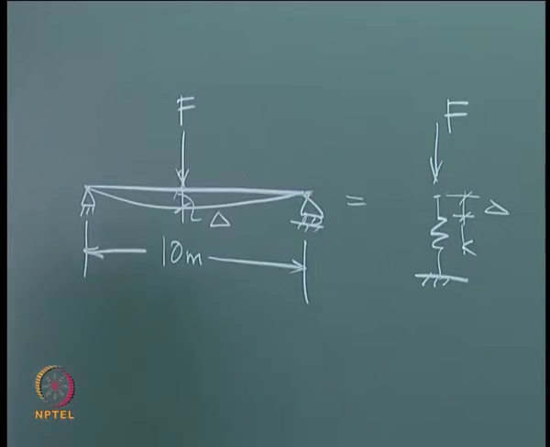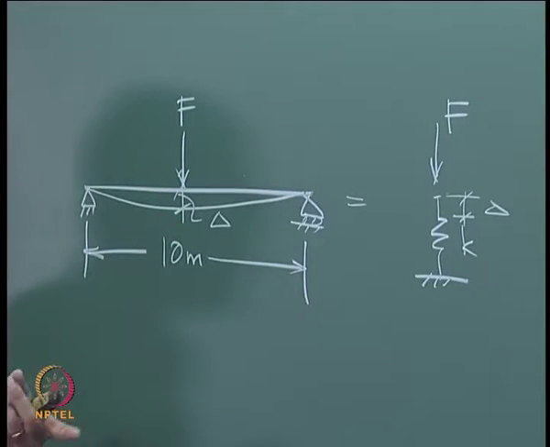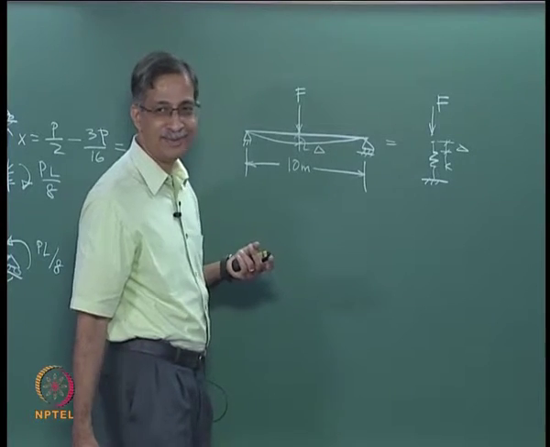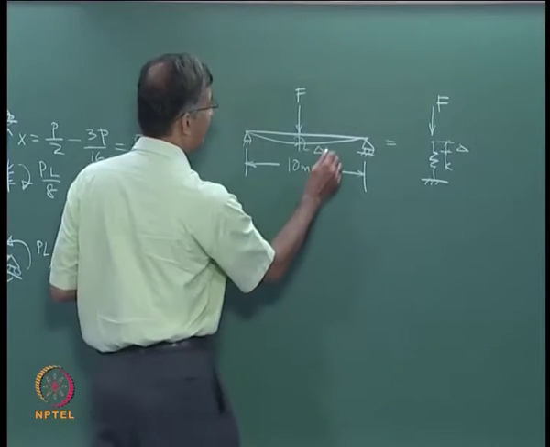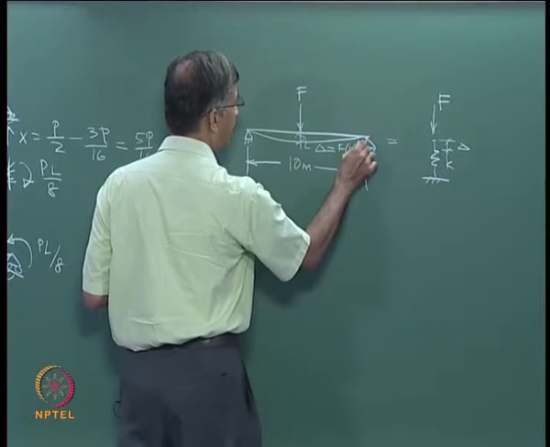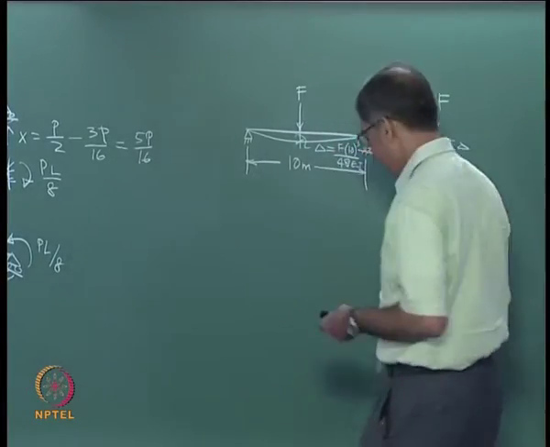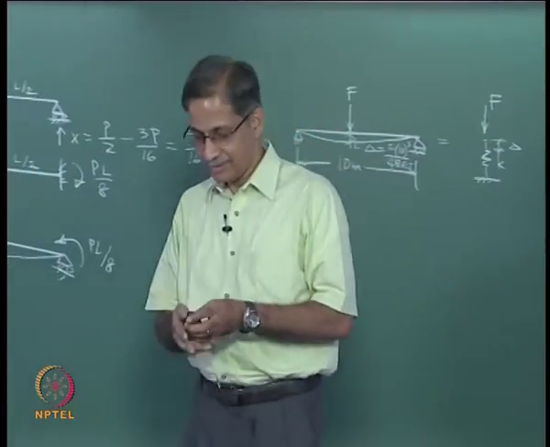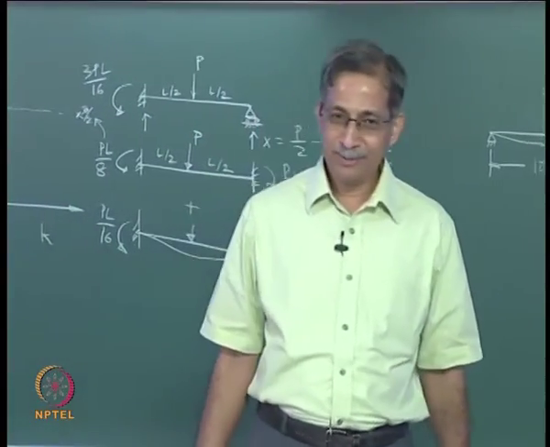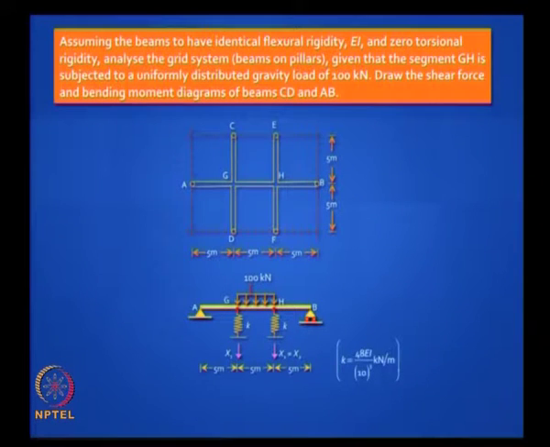You see the power in this method. So is there a formula for delta that you can easily derive? What is delta? What is delta? You don't remember? That's right. So if the load is F, you should say F into 10 cube by 48, yeah, you are right. So K turns out to be F by delta, that is it. So you can do that, it does not take you much time, you have got that.